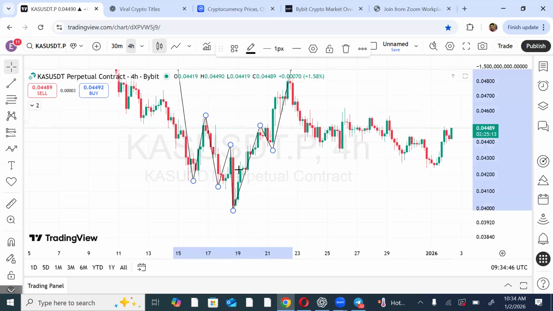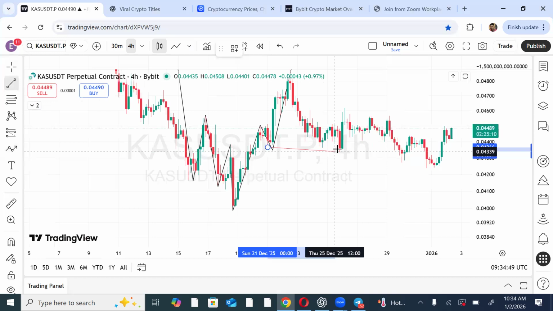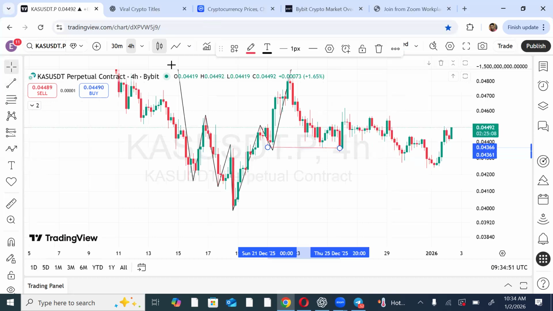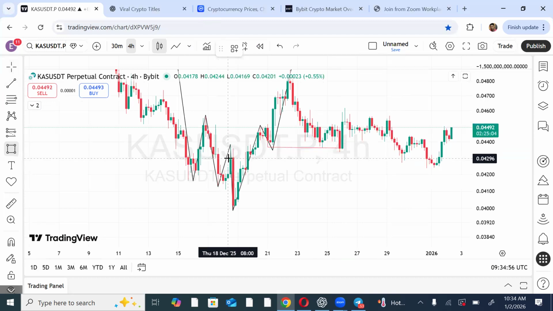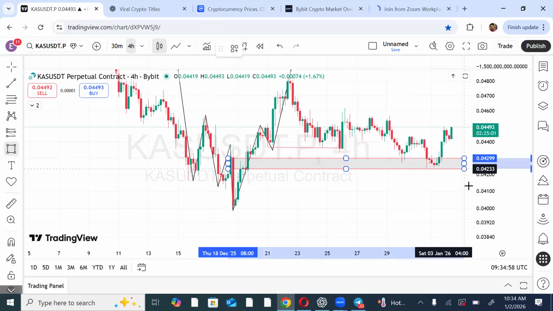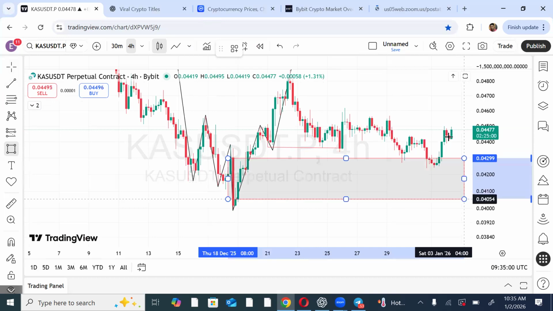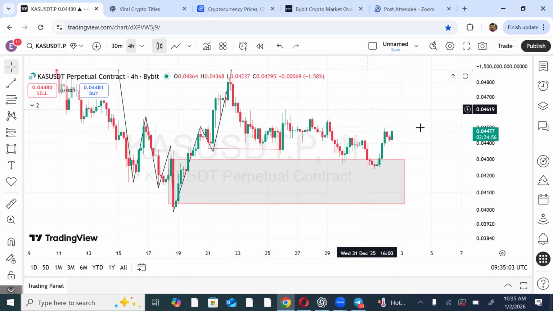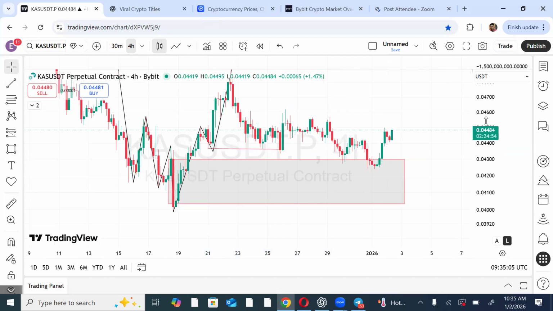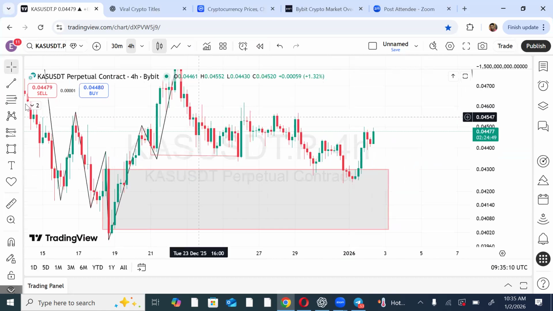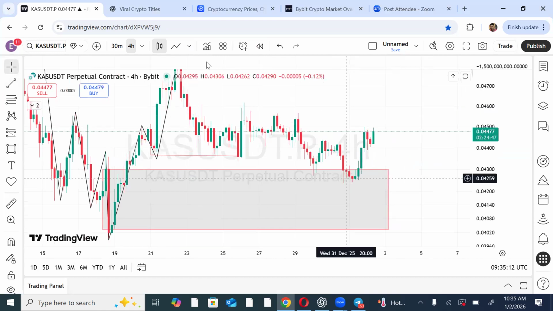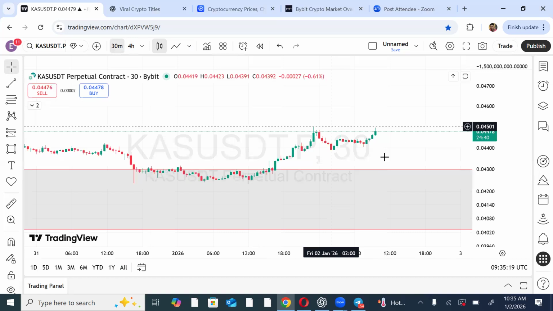So if this is acting as inducement, it means the other block is very close, or the point of interest is very close. So this here is going to be our point of interest. Now, we have our point of interest here mitigated fully on 4-hour time frame. So now let's go to 30 minutes to see what might be happening there.